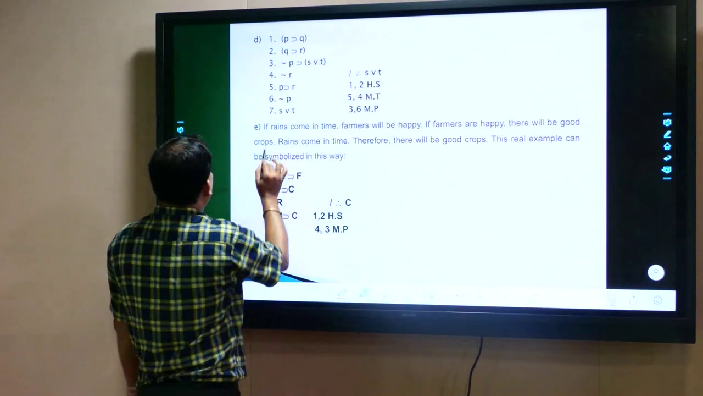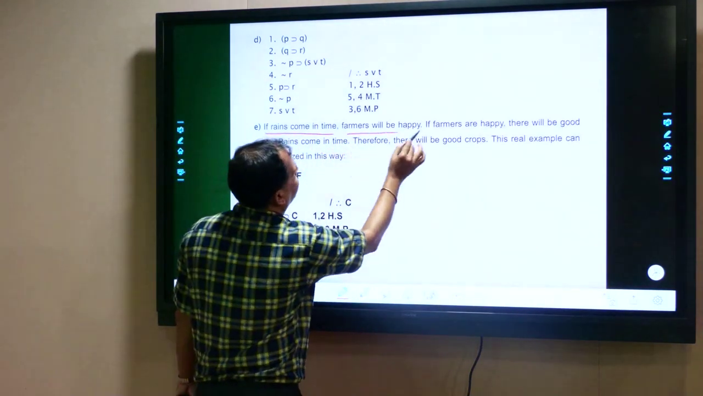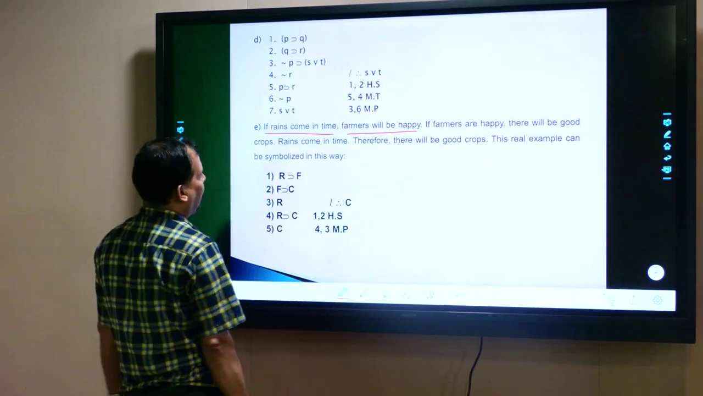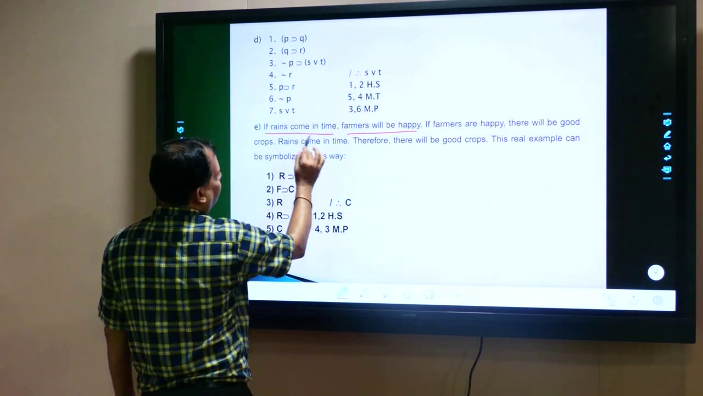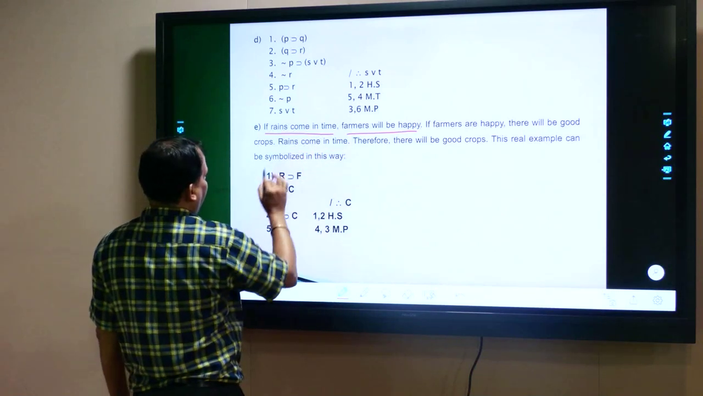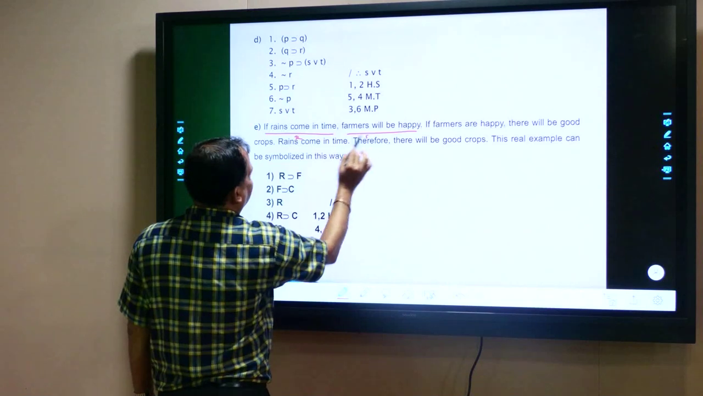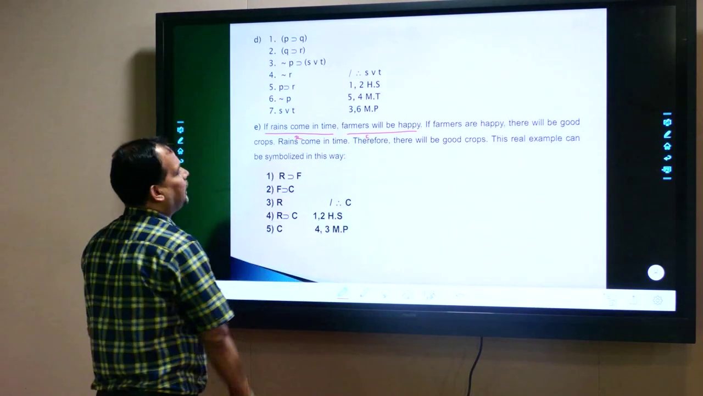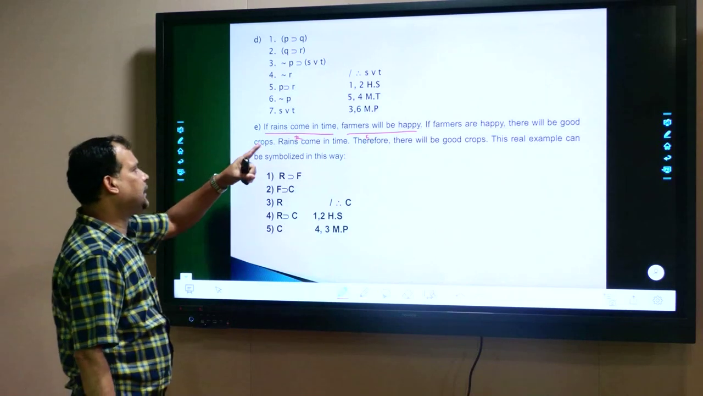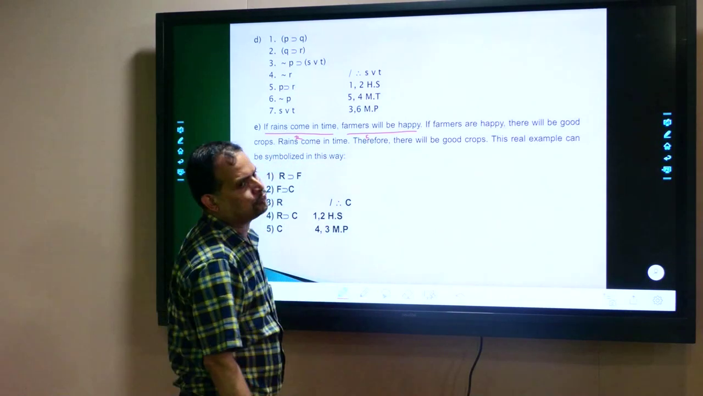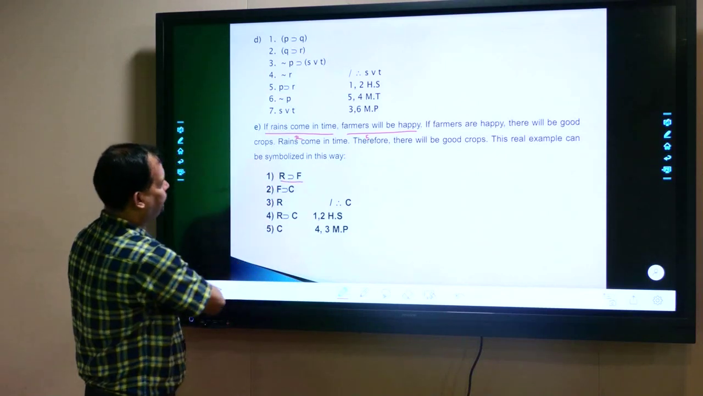That is, if rain comes in time, farmers will be happy. So how can we symbolize? That is R and F. R means rain and F means farmers here. So R implies F. We can symbolize this example, if rain comes in time, farmers will be happy, as R implies F.